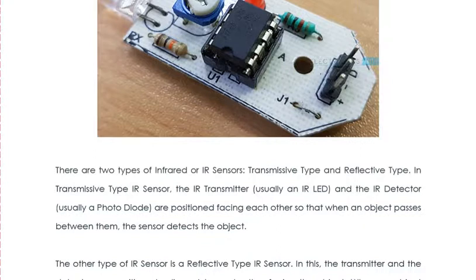So we have, there are two types of infrared or IR nga sensor. Number one is your transmissive type, and another one is your reflective nga type. In transmissive nga IR sensor, the IR transmitter, usually an LED, and the IR detector, usually a photodiode na siya, are positioned facing each other so that when an object passes between them, the sensor detects the object. So, gatubangay na sila nga duwa, and then kung may mag-agi behind them, ma-detect nila.